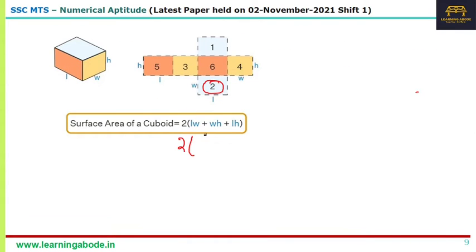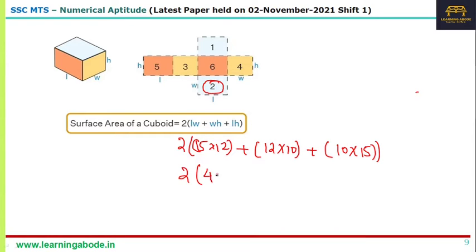So now coming back here, okay, 2 into, so we have 15 into 12, that's 180, and then 12 into 10, that's 120, and then we have 10 into 15 or 15 into 10, whatever, okay. So that's 150. That's a total of 450. So the total surface area here is 900 meters square, okay.